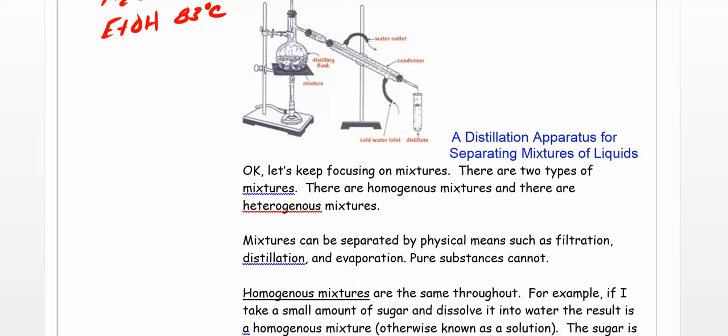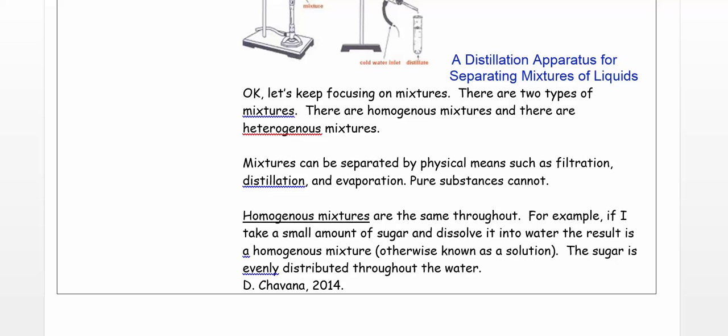All right, so here we go. Let's keep focusing on mixtures. There are two types of mixtures: homogeneous mixtures and heterogeneous mixtures. Mixtures can be separated by physical means, such as filtration. I'll show you a filtration device using something called a Buchner funnel. By the way, filtration is based on particle size. If I have big particles and little particles, and the little particles can make it through a filter and the big particles can't, that's a physical separation. Distillation we've already looked at, and evaporation. Pure substances cannot be separated via these means.